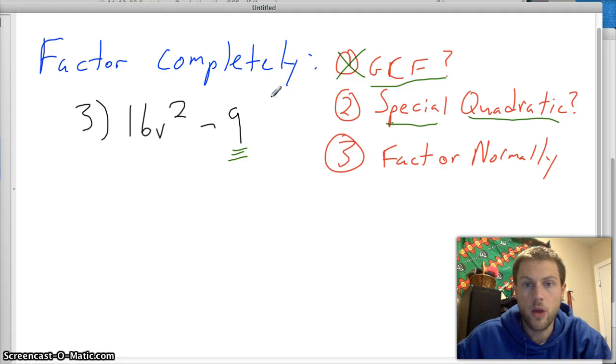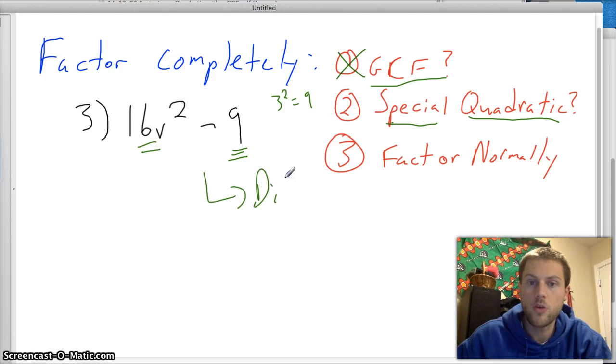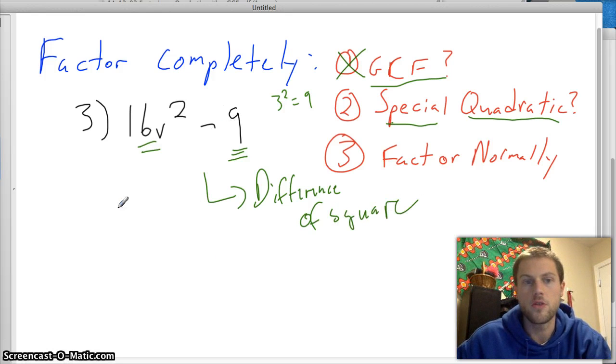9 is a perfect square. 9 is equal to 3 squared. So this is looking like it could be a special quadratic. If I take a look at this first term, I've got 16v squared, and it looks like that is actually going to be a perfect square as well. So what I have right here is the difference of perfect squares, or difference of squares. It's the difference because I'm subtracting these two things.